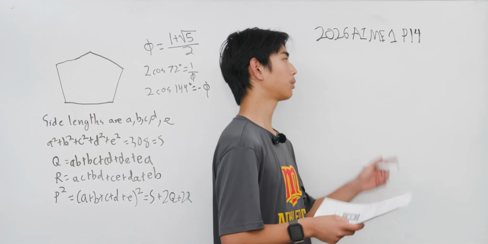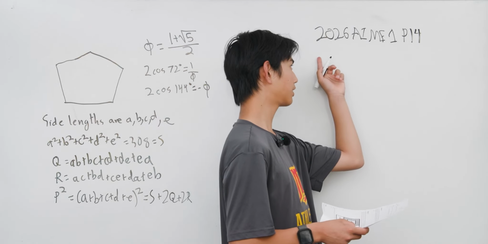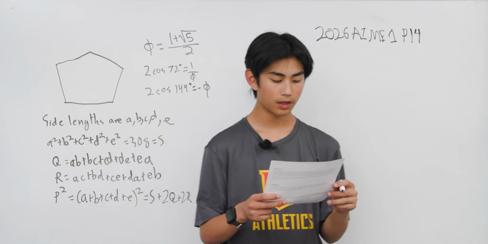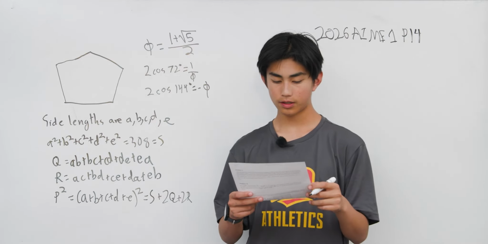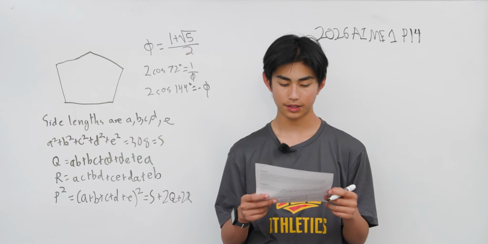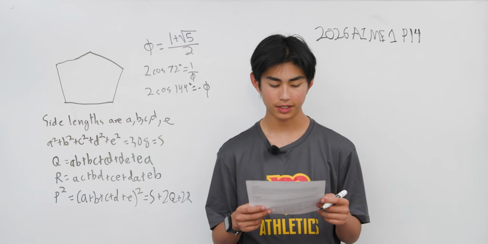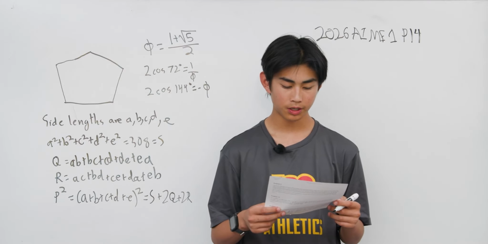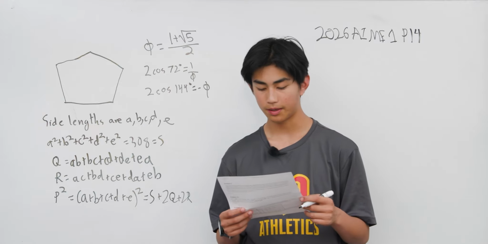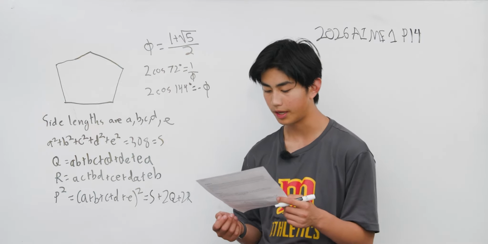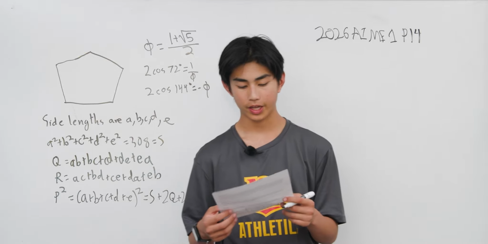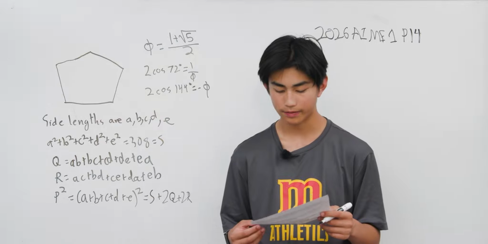We're solving problem 14 from the 2026 AIME 1. In an equal angular pentagon, the sum of the squares of the side lengths equals 308, and the sum of the squares of the diagonal lengths equals 800. The square of the perimeter of the pentagon can be expressed as m root n, where m and n are positive integers, and n is not divisible by the square of any prime.